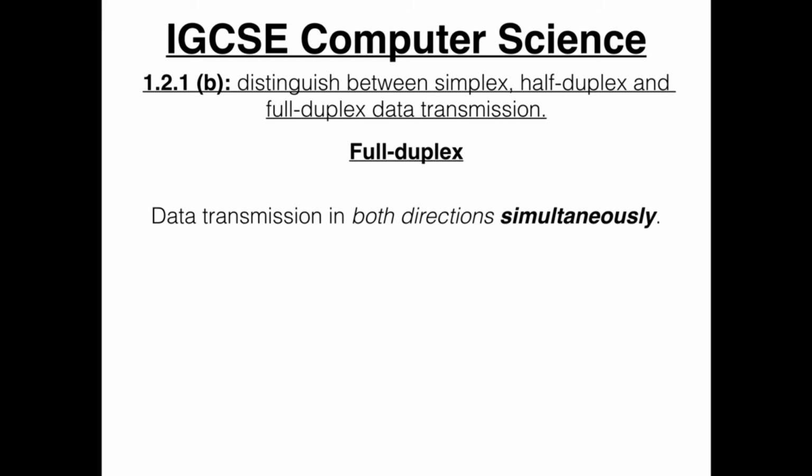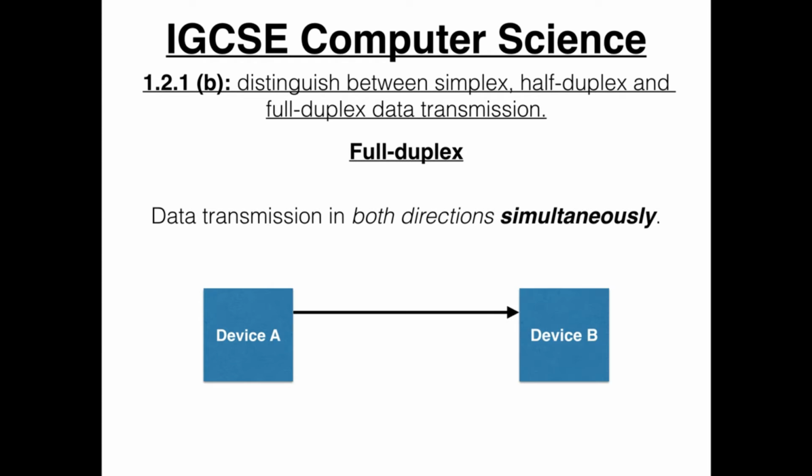Full-duplex is data transmission in both directions simultaneously. Basically, device A can send data to device B and device B can send data to device A, and both can happen simultaneously. An example of this is telephone calls. If you're calling someone on Skype, you can both talk at the same time. You don't have to hold a button or a key on the keyboard to speak to them and then release it to wait your turn. You can talk at the same time. It's really easy. That's pretty much it for this video.